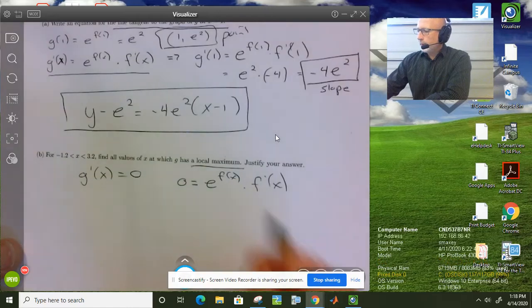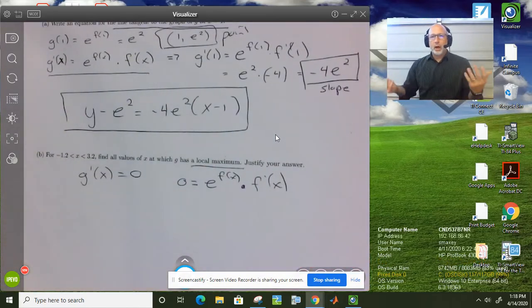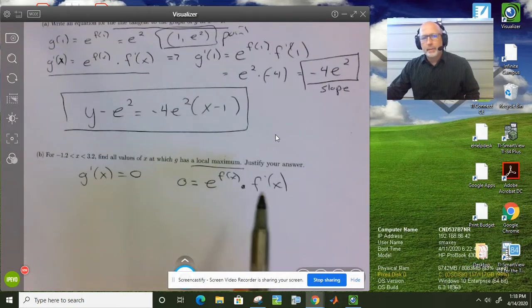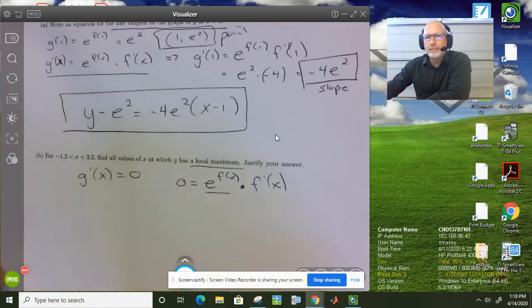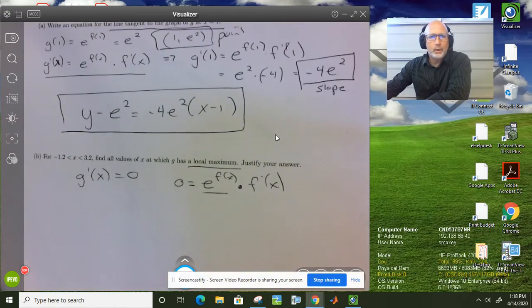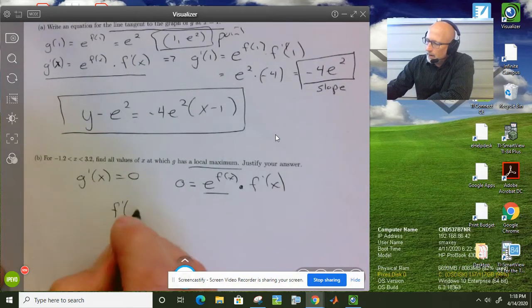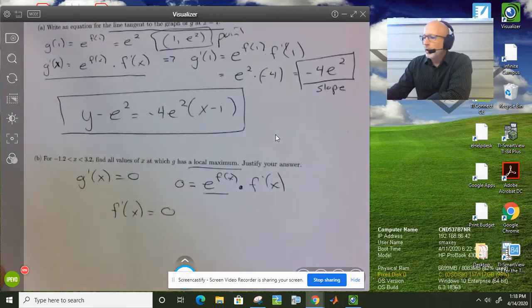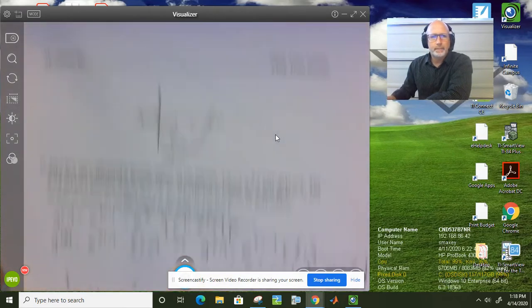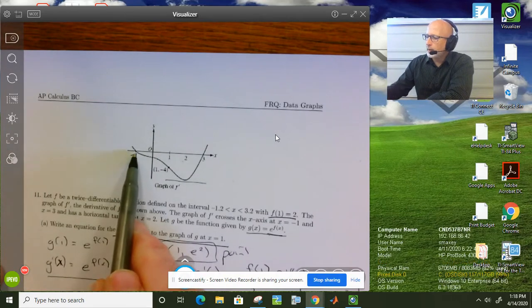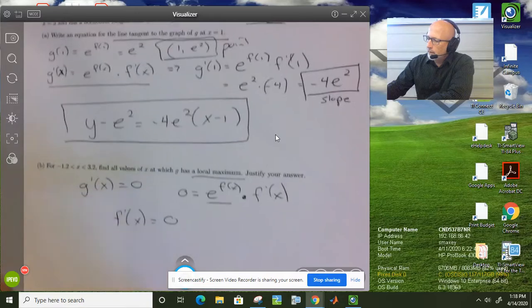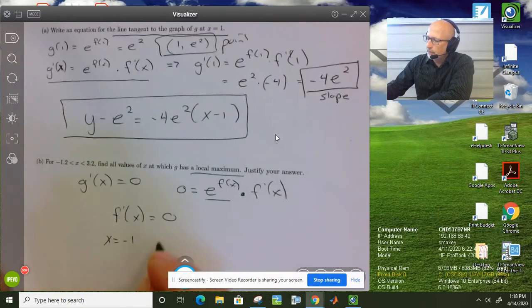So you have two things that are being multiplied times each other, and the answer is 0. That means one of them has to be equal to 0. So either e to the f of x equals 0 or f prime of x equals 0. Now, if you think about this, it is impossible for e to the f of x to be equal to 0. You can't take e, raise it to a power, and have it be equal to 0. So in other words, this problem reduces to finding out where f prime of x is equal to 0. Well, lucky for us, we have a graph of f prime of x. So it's equal to 0 at -1 and 3. So x is equal to -1 and x is equal to 3.